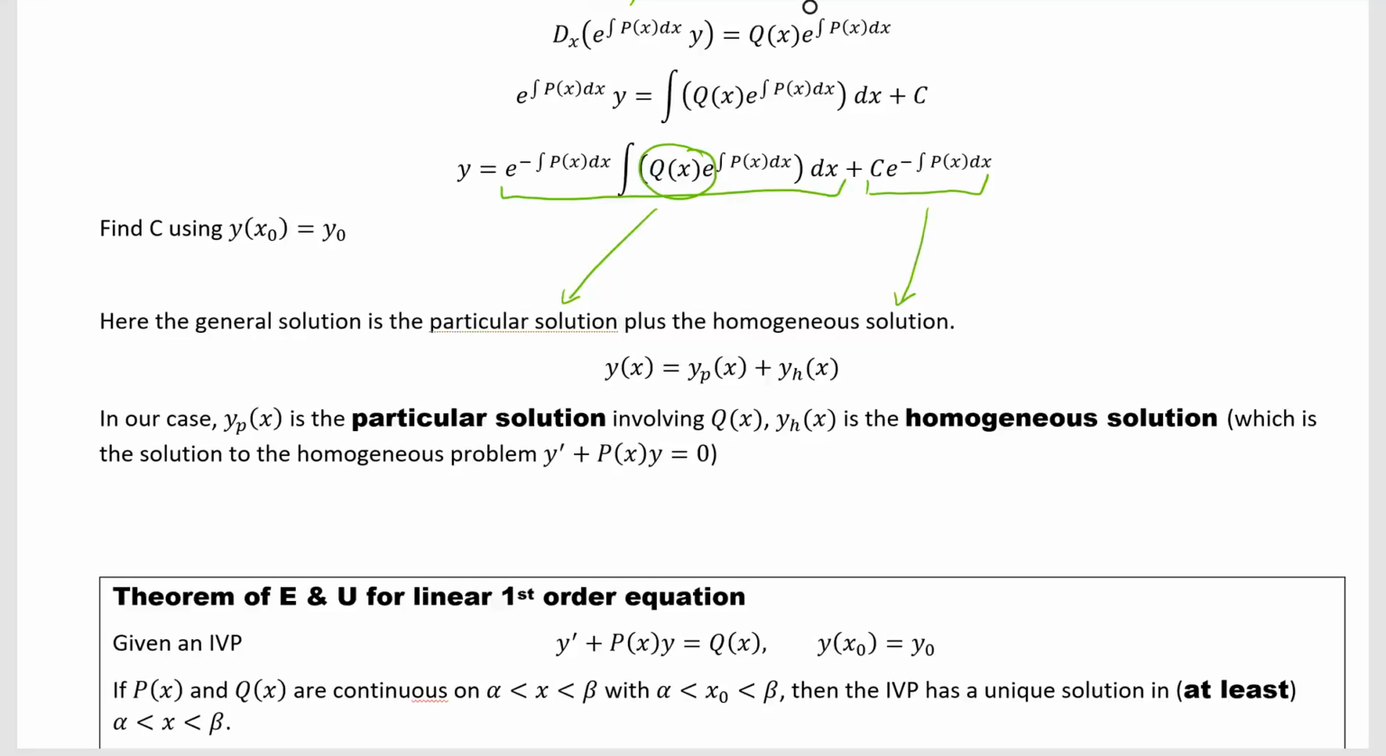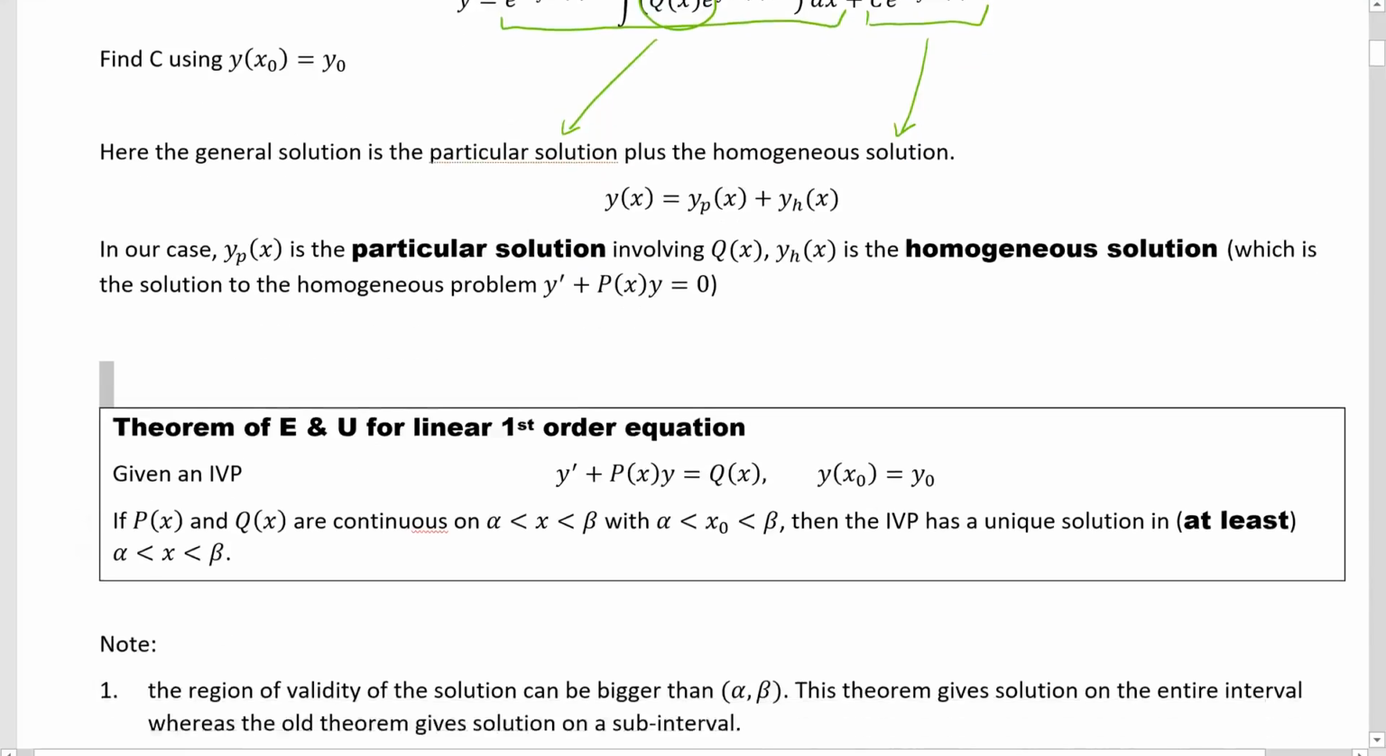The homogeneous solution is the solution to the homogeneous problem, where q of x is 0. You can imagine when q of x is 0, your solution won't have this part. It only has this part, right? So that's why we say this term is the homogeneous solution.